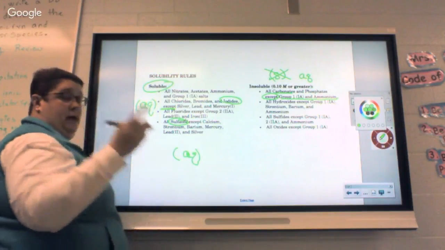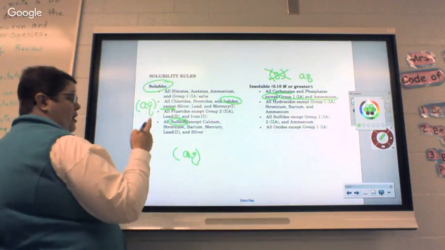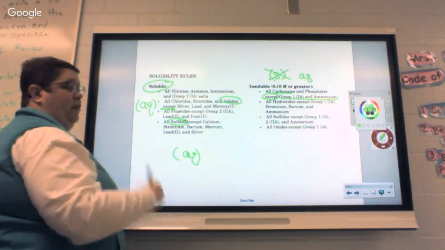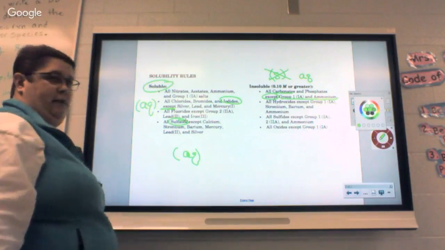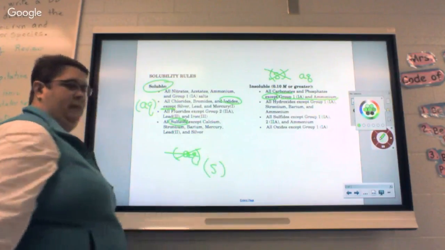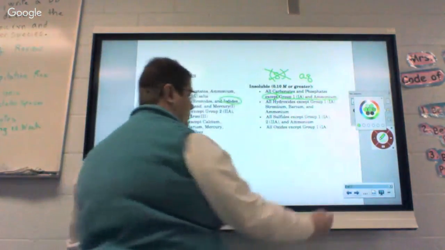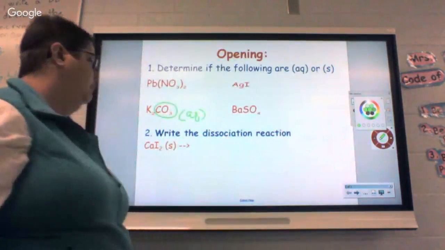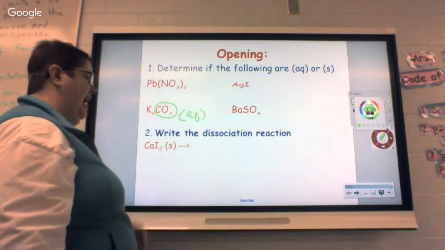Now, read the exception. Except calcium, strontium, barium, mercury, lead, and silver. So is barium an exception? So what do I do? Change it to solid. Are we okay with that? All right, so what was dissociation? It breaks into ions. So Ca and I have to do what?